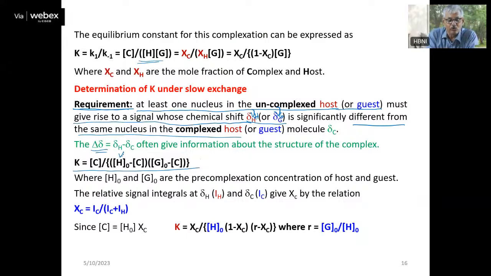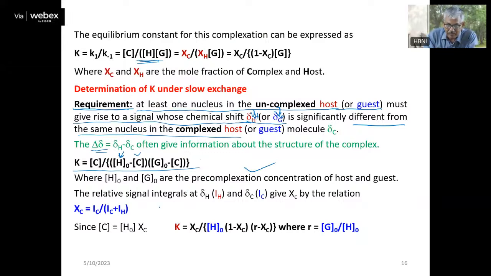Host, you cannot measure the host directly. So automatically you have taken some amount of host at the beginning, and a part of that has formed the complex. So that is nothing but the equilibrium concentration of that. Similarly for the guest also. And these are the pre-complexation concentrations.